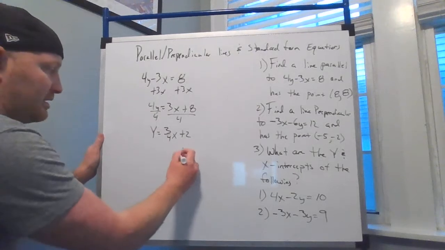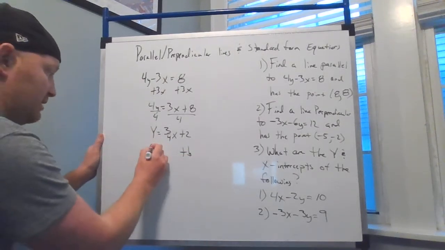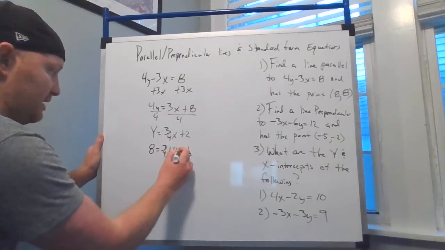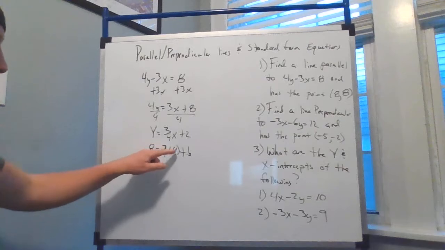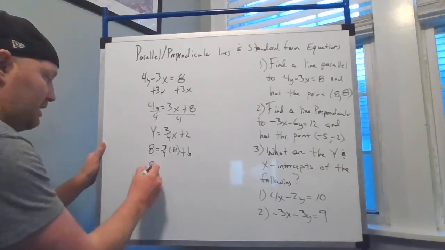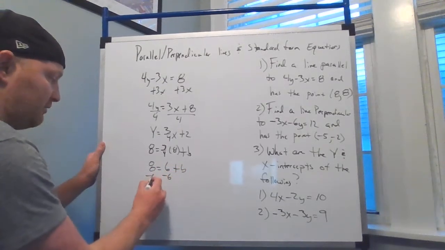So I'm going to rewrite this because I got to find the b. Rewrite this with y and x, and this is nice. 8 is y, which is equal to 3/4 times 8. Okay, mental math. 3 times 8 is 24. 24 divided by 4 is 6. 8 equals 6 plus b. Subtract 6 from both sides.